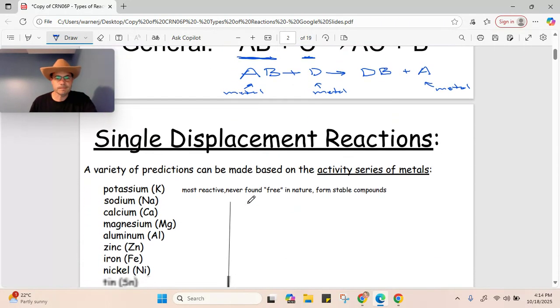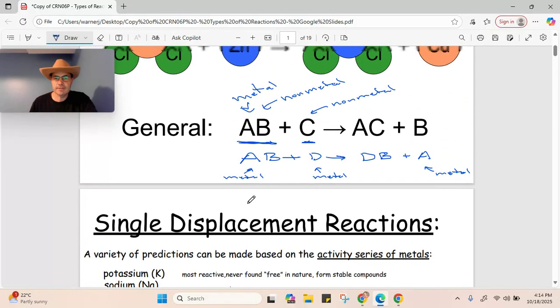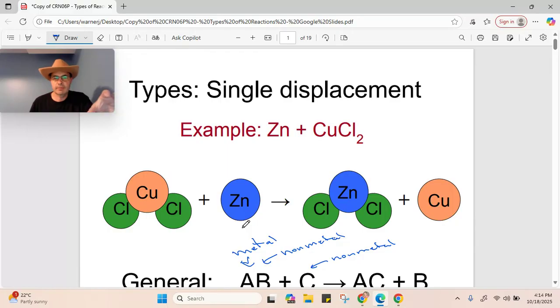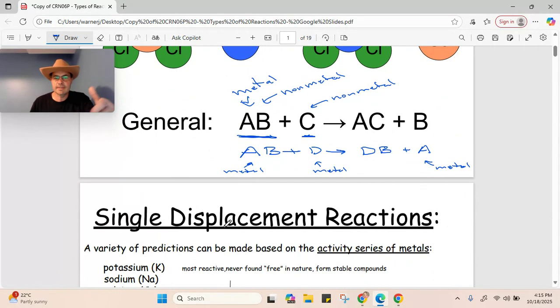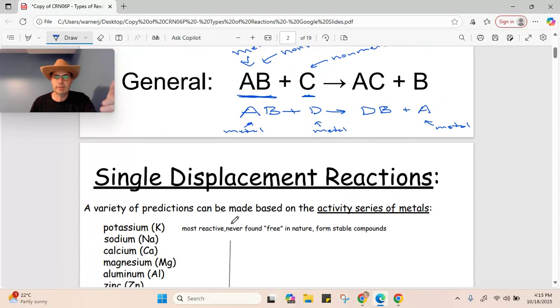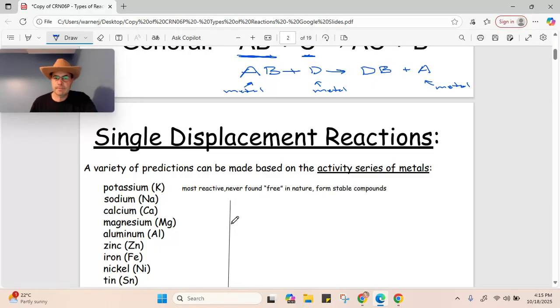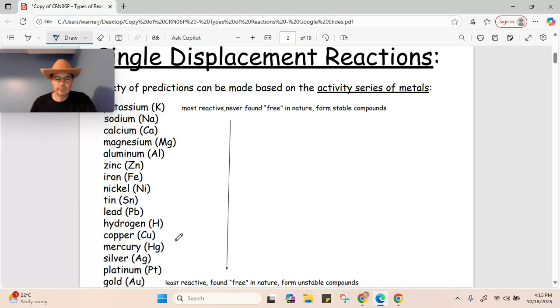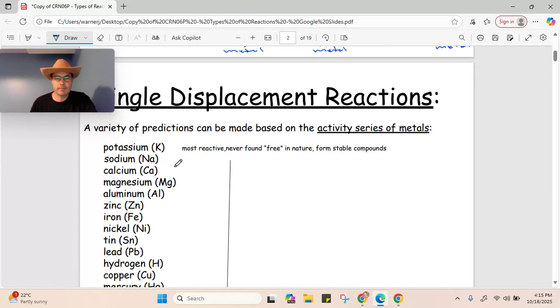For single displacement reactions, to know whether a reaction is going to work, because in grade 10 we just said if you can recognize element plus compound produces a new element and a new compound, that was all good. But what you're going to realize is that some of these reactions don't work. In order to predict which ones would actually work, we use something called the activity series. On the back of your periodic table, you'll see an activity series of metals, and you'll also see one for nonmetals. Here's a sample of one for metals.